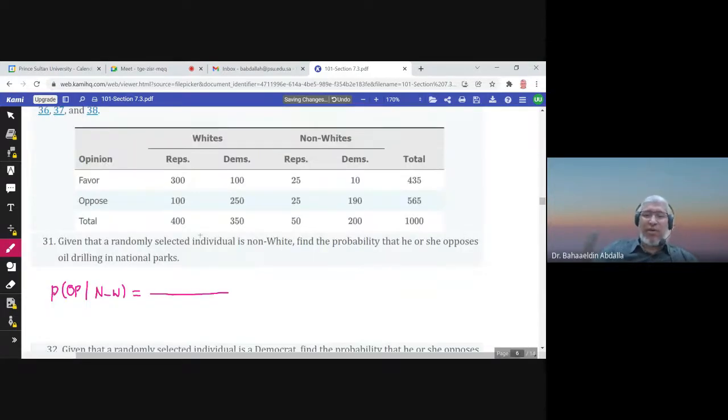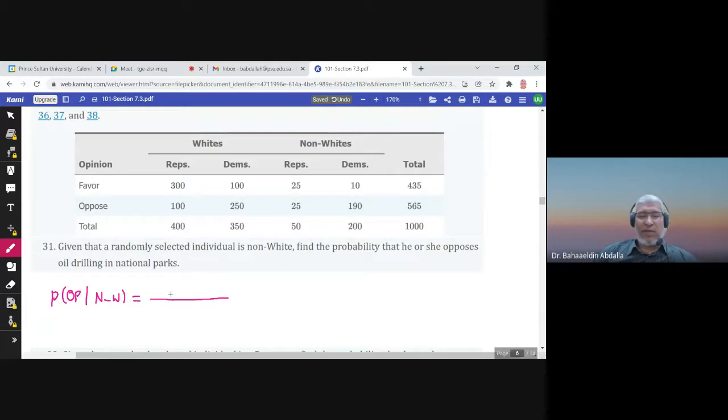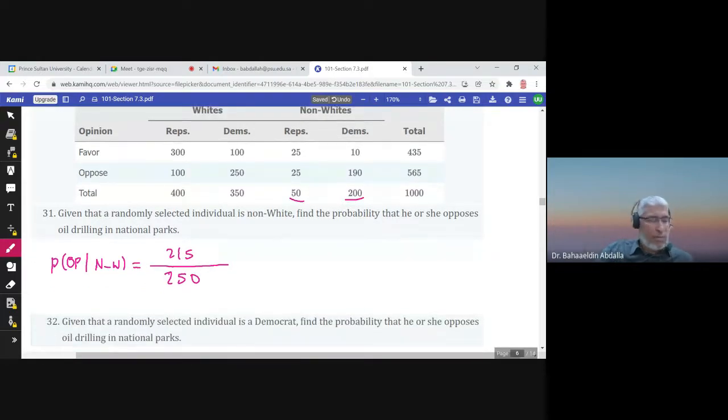The number of elements, the number of non-whites, we have 250. The number of oppose, we have 25 plus 190. So these are the number of oppose among the non-whites. So we have 215 over 250. You can leave it like this, or you can write it in simplest form. Both are correct. Both are accepted.